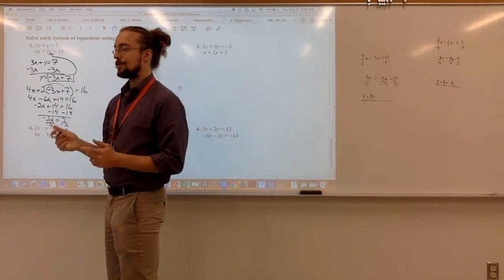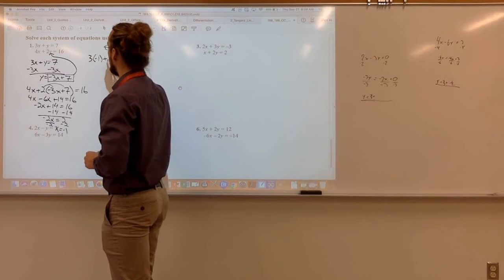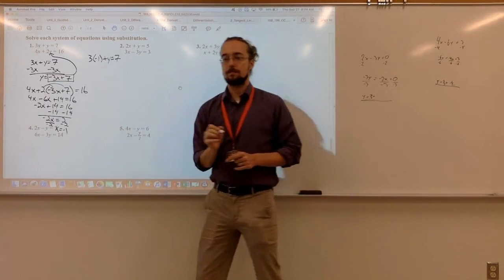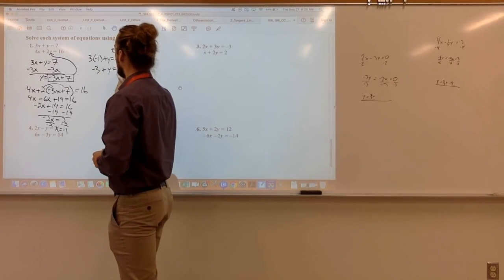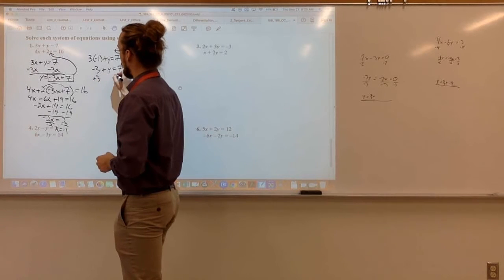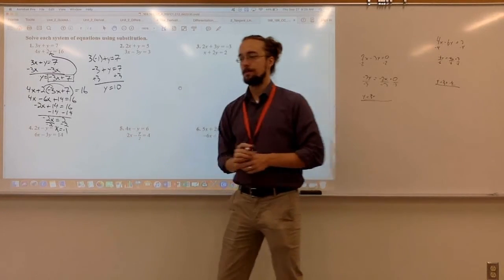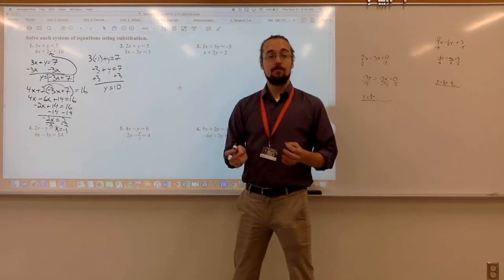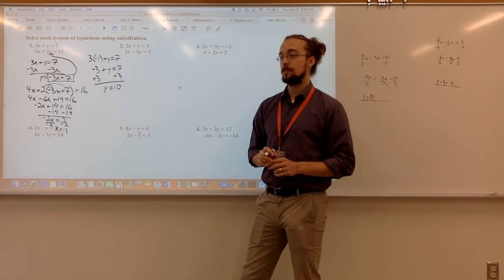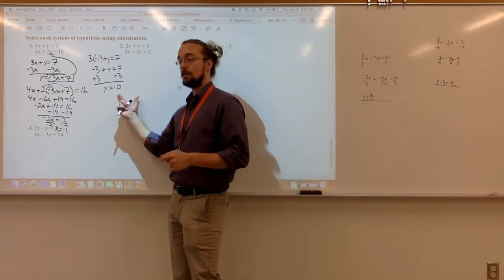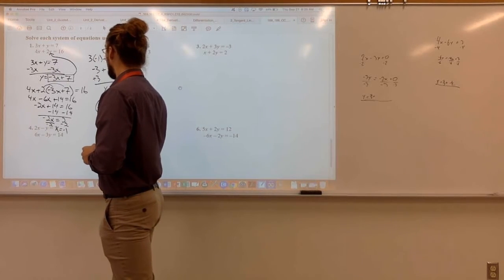I'll use the first one since it's got smaller numbers. So I'm going to plug -1 in place of x. So 3 times -1 is -3 plus y equals 7. Then all I have to do to get y by itself is add that 3 over. I get y equals 10. So what is my final answer then? Well, we have our x and y. x is -1. So my final answer is the coordinate point -1, 10.